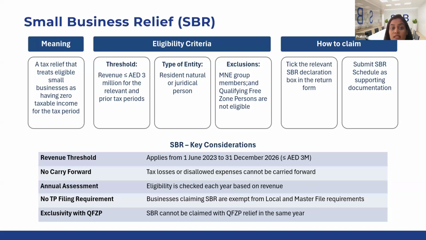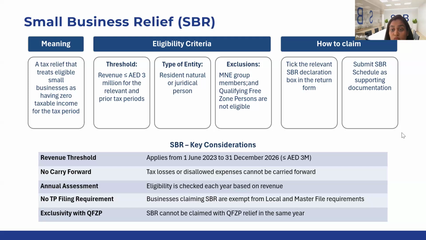That you need to be a resident natural person or a juridical person. So even if you're running a business as an individual but are registered under corporate tax, you are eligible to claim the benefit. However, there are certain types of taxpayers which are not eligible, which includes an entity which is otherwise claiming the election under the qualifying free zone person, or any entity which is part of a multinational group. Apart from these, all entities can claim this benefit.